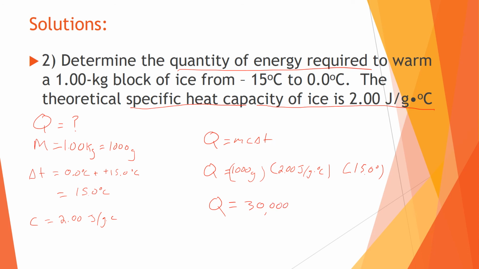We get a Q of 30,000 joules. If I go back and take a look at my significant digits, I have 3 here, 3 here, there's a decimal there, and I have 3 here. So again, I need to convert this into 3 significant digits, and I'm going to do that by converting to scientific notation. My decimal place moves 4 places to the left: 3.00 times 10 to the 4th joules. 1, 2, 3.